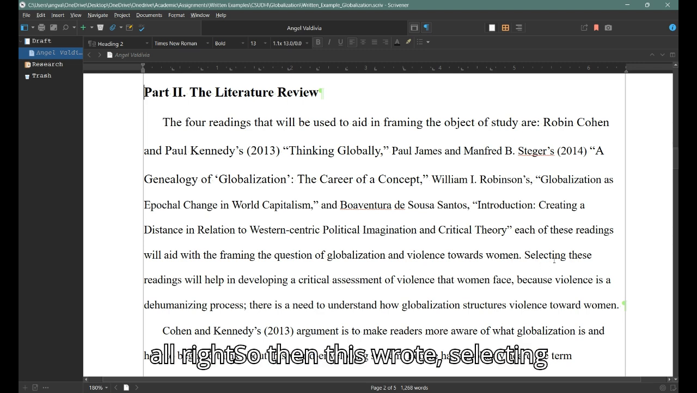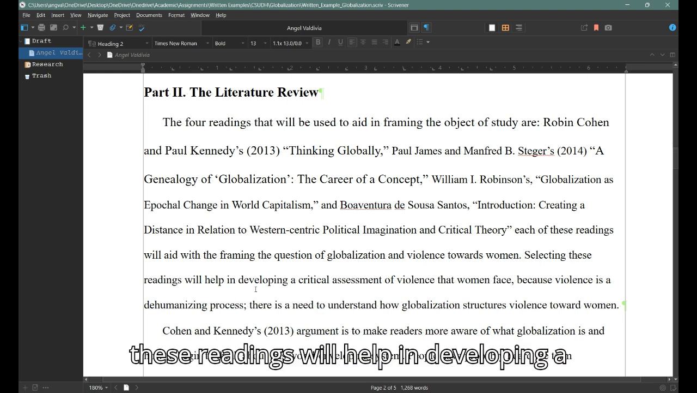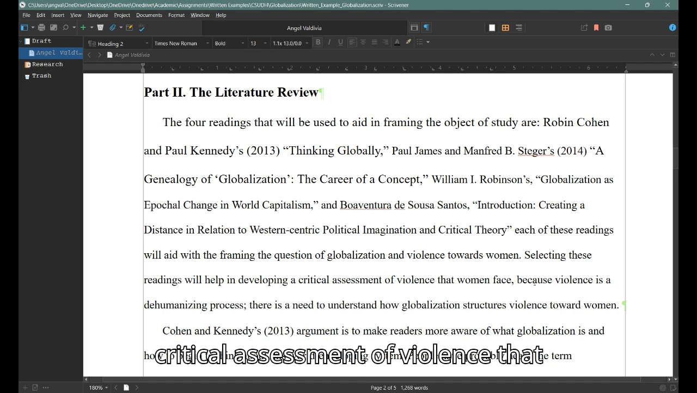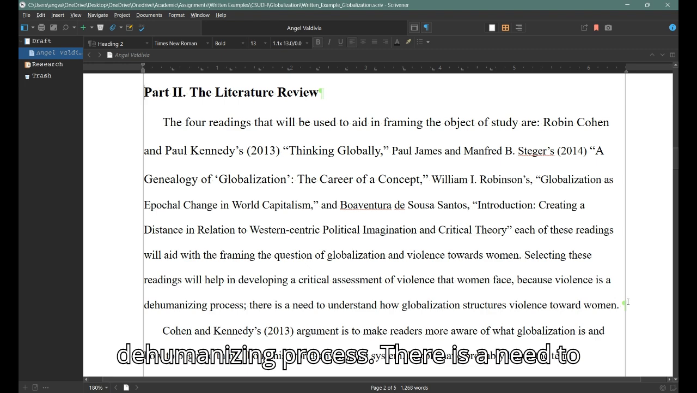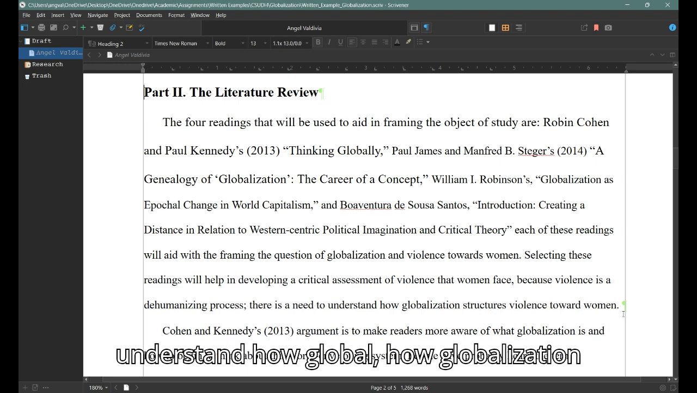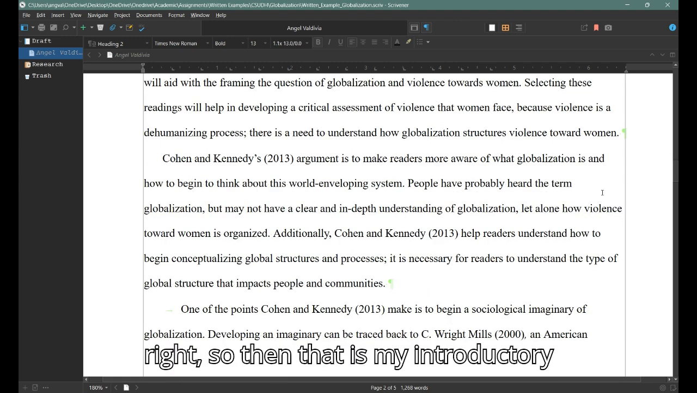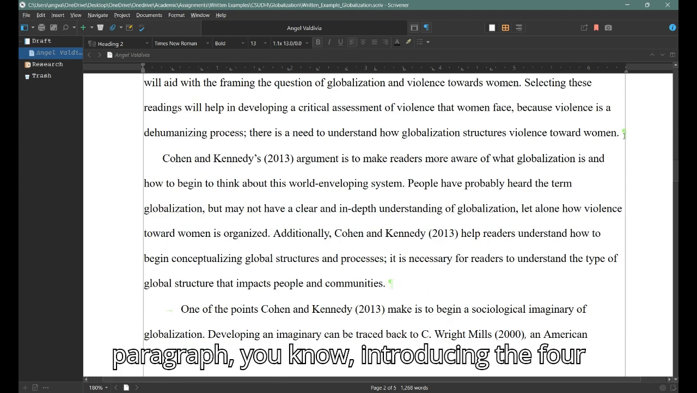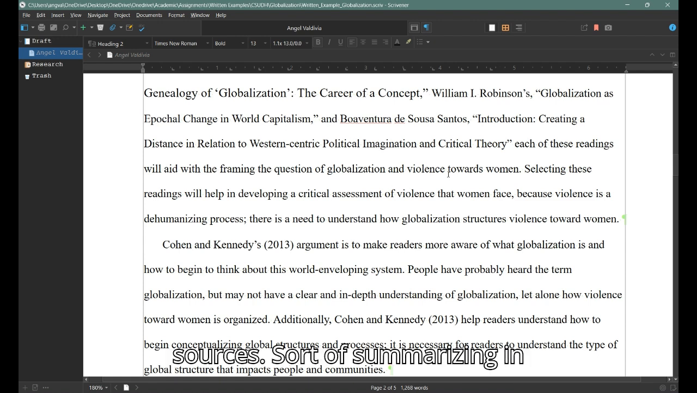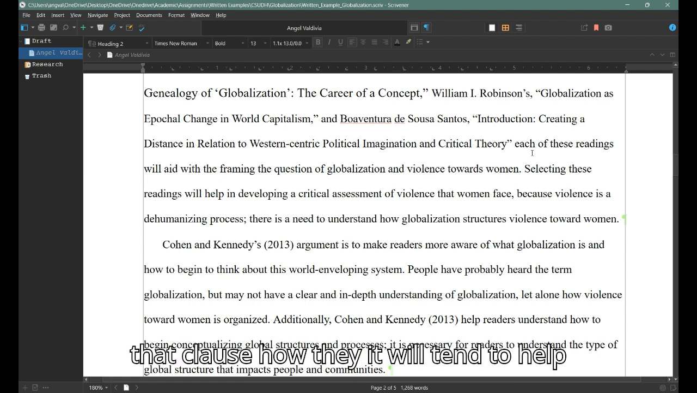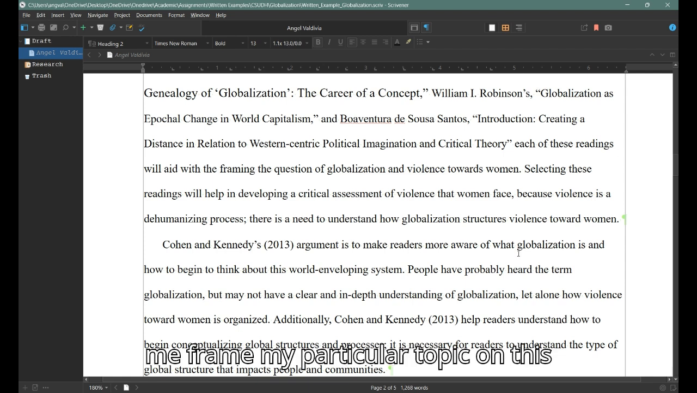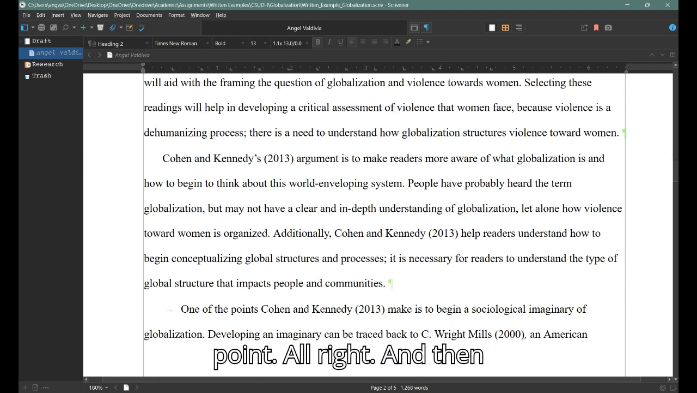So then I wrote, selecting these readings will help in developing a critical assessment of violence that women face. Because violence is a dehumanizing process, there is a need to understand how globalization structures violence towards women. All right, so that is my introductory paragraph, introducing the four sources and summarizing in that clause how they will help me frame my particular topic, the research focal point.